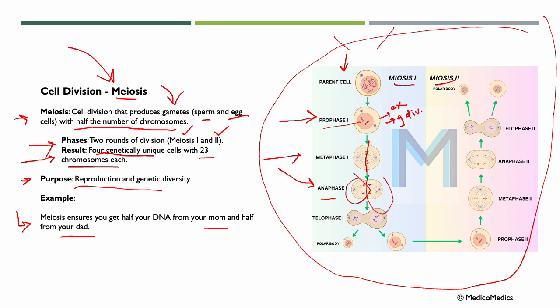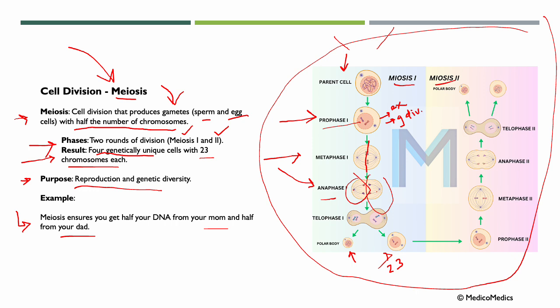And at the end of meiosis 1, the diploid cell divides into 2 haploid cells, each with 23 chromosomes. Now, these 23 chromosomes are still in their duplicated form, joined at the centromere.